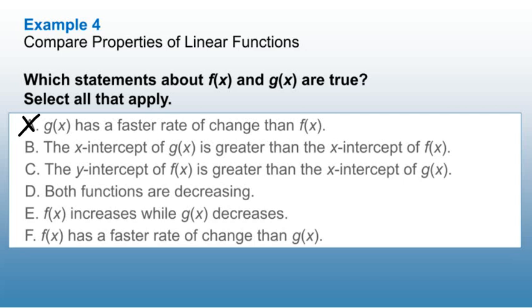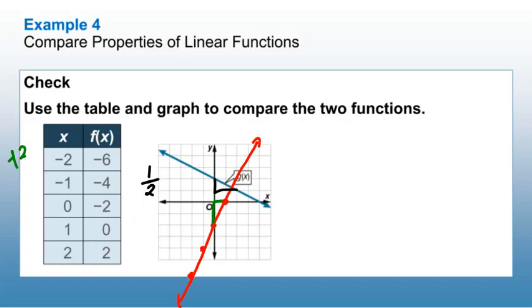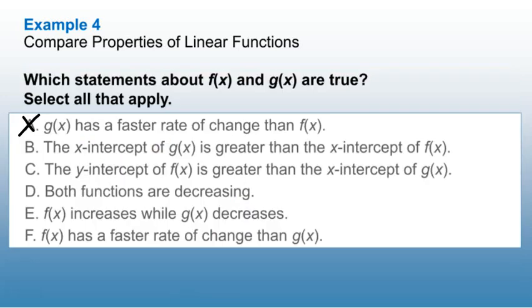The x-intercept of g of x is greater than the x-intercept of f of x. So if we go back to our graphs here, f of x is at 1, g of x is at 1, 2, 3, 4. So g of x has a greater x-intercept, so we would say B works.